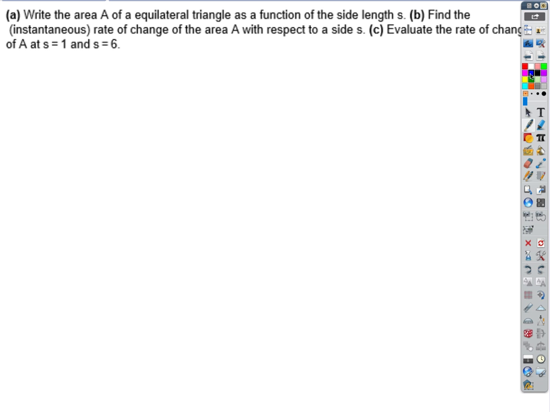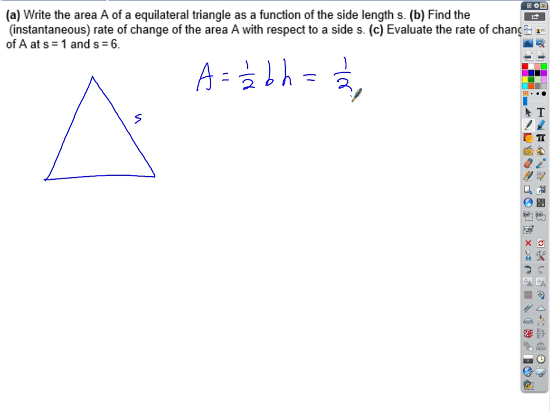So if we have an equilateral triangle, what's that mean? All the sides are equal length. They call them S. So if that's S, how are we going to come up with the area of a triangle? What's the one formula for the area of a triangle that you definitely remember? Half the base times the height, right? So the area is 1/2, what's the base? S, times the height.